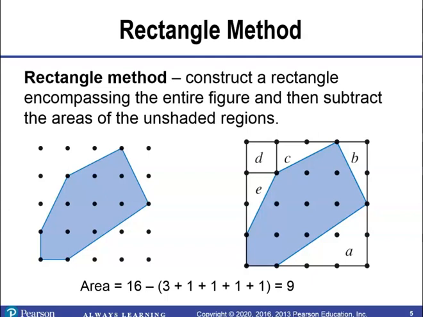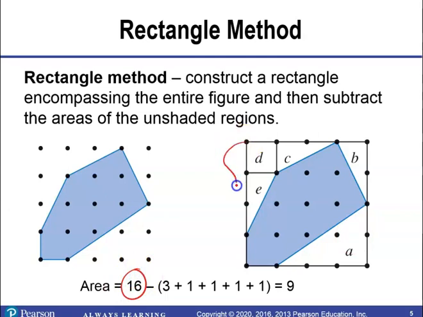So the area of the big square, on the outside, if you counted them all, let's do that. We haven't learned any formulas yet, so let's count them all. So just count the boxes. 1, 2, 3, 4, 5, 6, 7, 8, 9, 10, 11, 12, 13, 14, 15, 16. That's where they got the 16 from. Again, just counting the boxes.